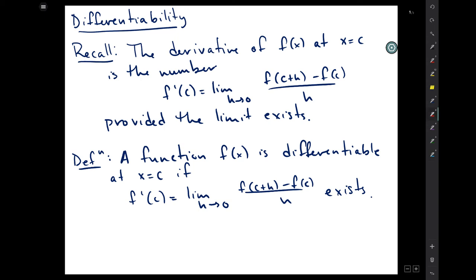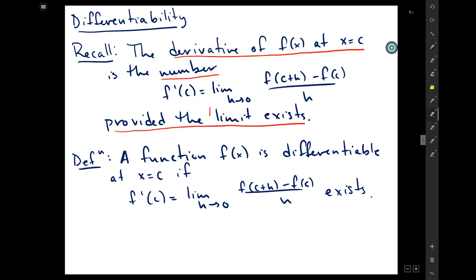So remember that the derivative of a function at a point x equals c is defined to be the number f prime of c, which is defined as the limit as h goes to 0 of f of c plus h minus f of c divided by h, and we get a number for this provided that the limit exists.